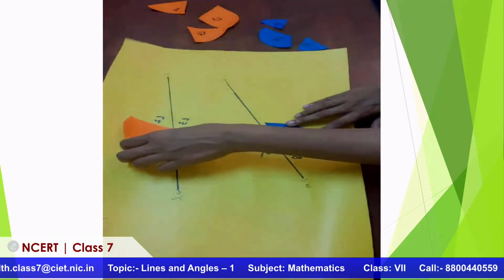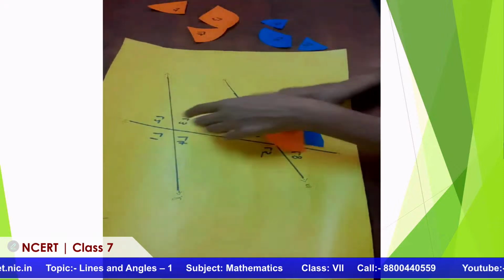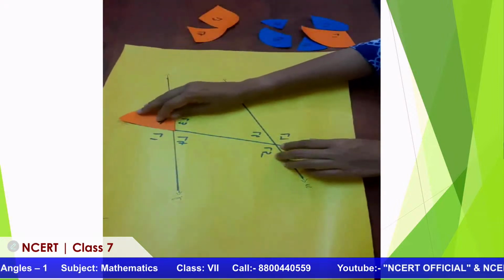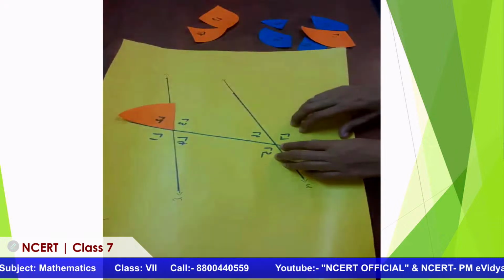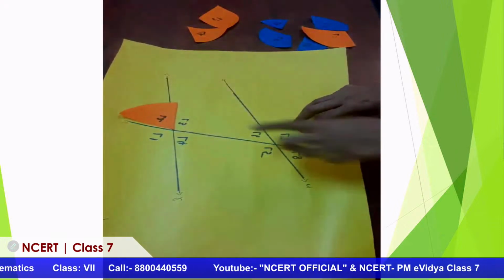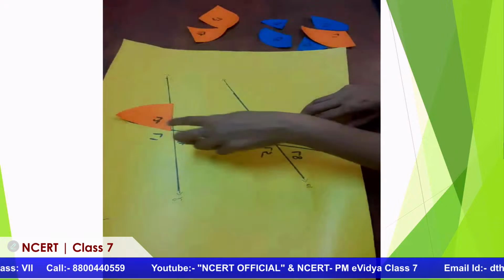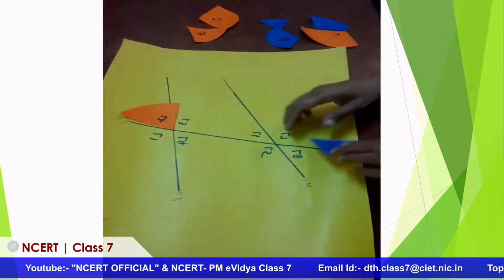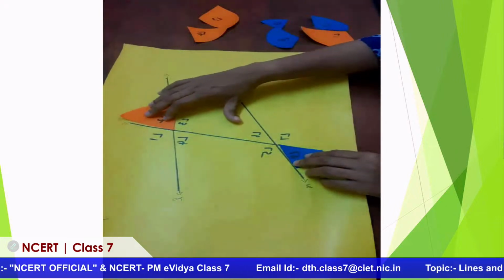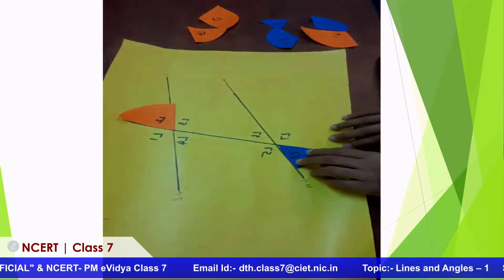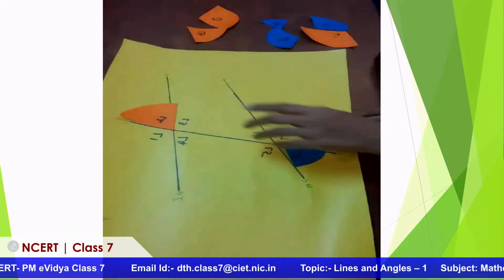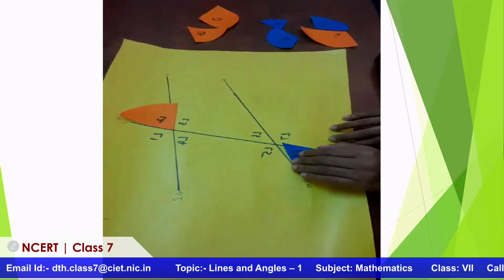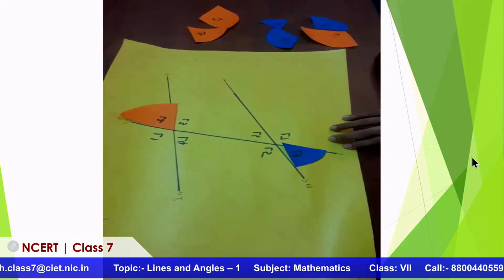Now we have one more angle with us, that is angle 2, right? So I'll keep angle 2 here. What is the angle corresponding to this angle 2, which is the alternate pair for it, the exterior one? Yes, from angle 2 we have angle 8. So I'm taking angle 8 here. So these are exterior alternate angles. We have discussed corresponding angles, then interior alternate angles and exterior alternate angles.